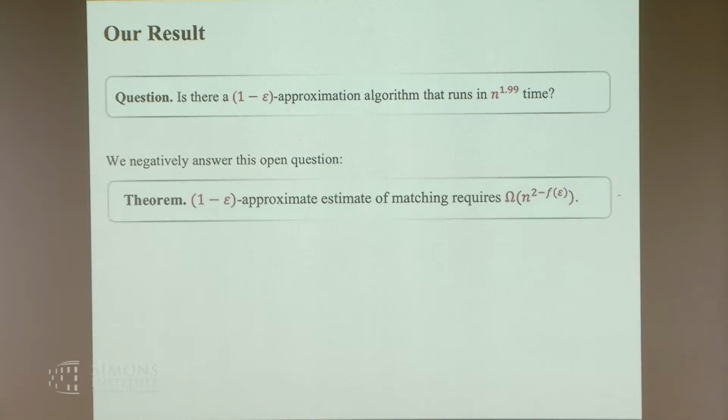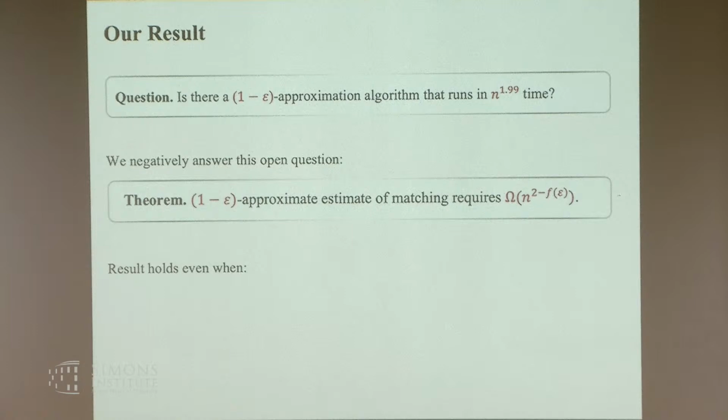We proved that if you want to get a 1 minus epsilon approximation for estimating the maximum matching, the algorithm requires spending n to 2 minus some function of epsilon. So basically, this result shows that the algorithm of Chen, Peter and Tachapol is optimal if we ignore the dependency on the epsilon.